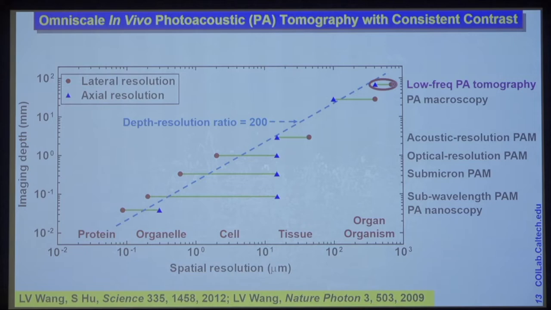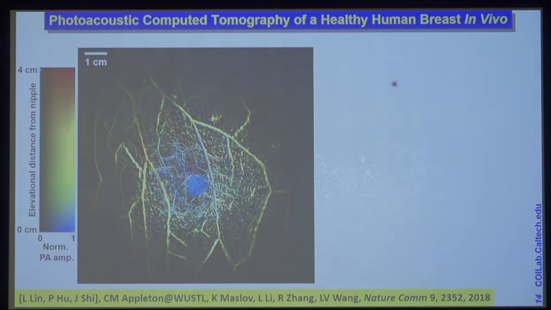This is an example imaged from a healthy human volunteer. You can see this is the nipple region. We use color to code depth.